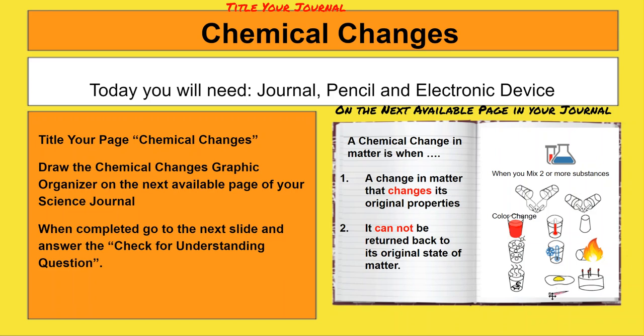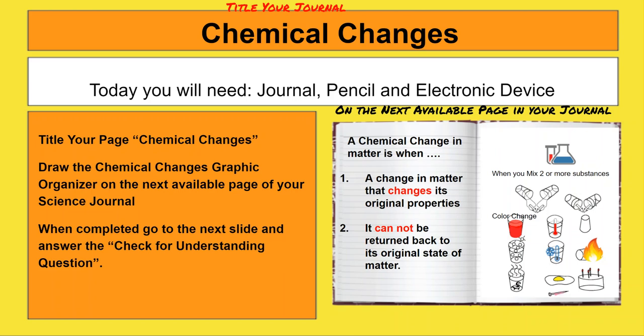A rusted nail. Can it be returned back to its original state? No, unfortunately, you would not be able to. You may be able to sand off the rust, but you're still going to be missing the metal where the rust ate off the metal. So it's not going to return back to the original state. So rust is a sign of a chemical change.